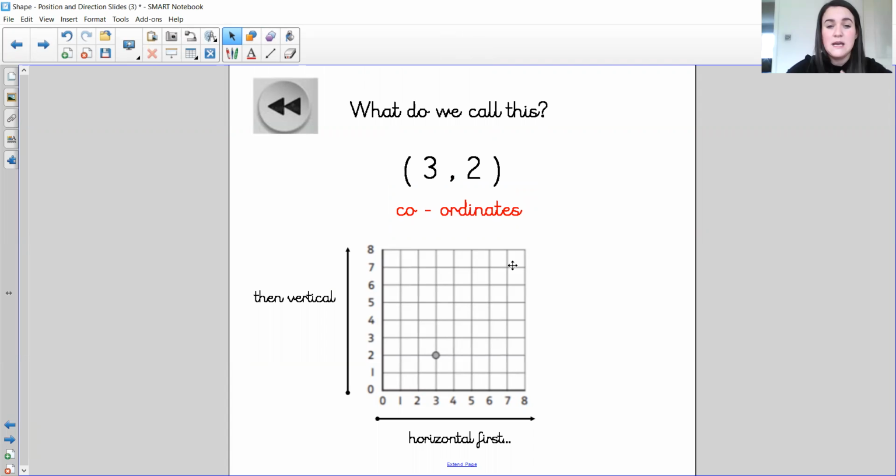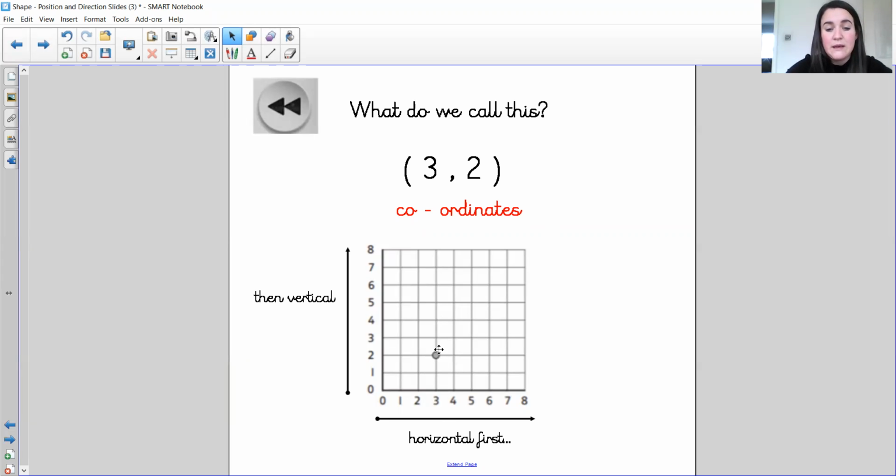Now, the coordinates give us a point on a grid reference. Here is my grid reference, and the coordinates give me a point to go to. I know that I go horizontal first. So the first number shows me the horizontal, so I will go across to the 3, and then the second number shows me my vertical axis, so I'm going to go up to the number 2. So I always go horizontal first, and then up vertical secondly. I use my coordinates in order to find a position on that grid.